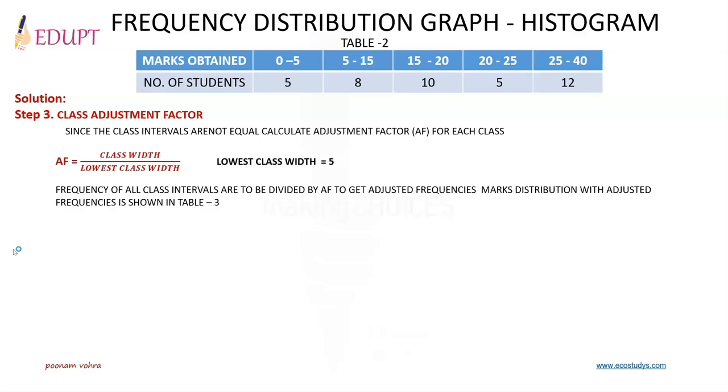Let's understand how it is done. AF is the adjustment factor, which is class width divided by lowest class width. Here the lowest class width is 5. So the frequency of all class intervals is to be divided by AF to get adjusted frequencies. The mark distribution with adjusted frequencies is shown in the next table.